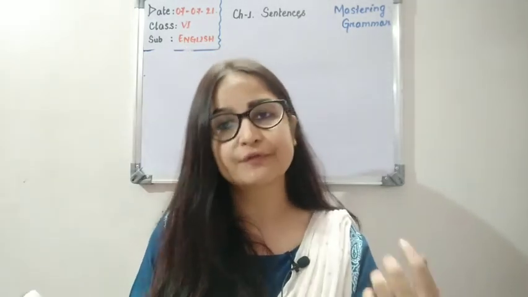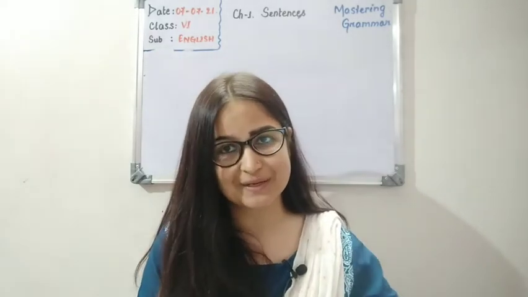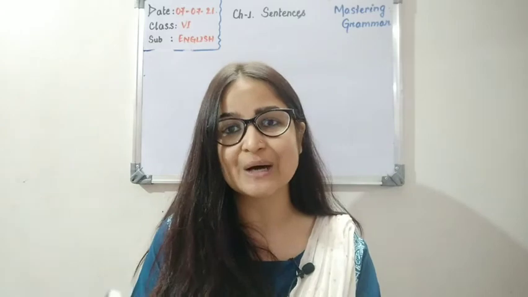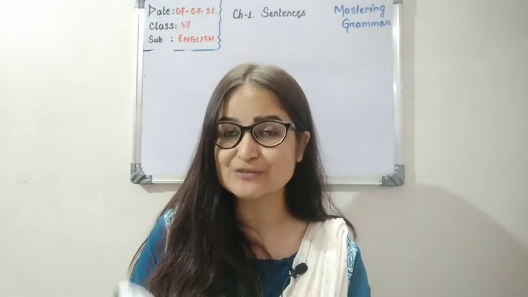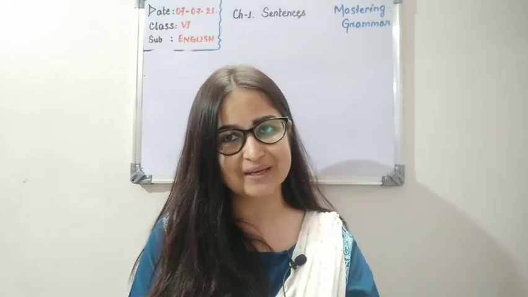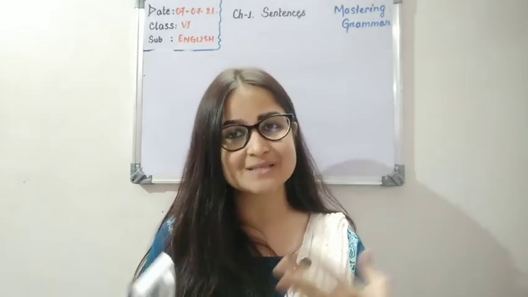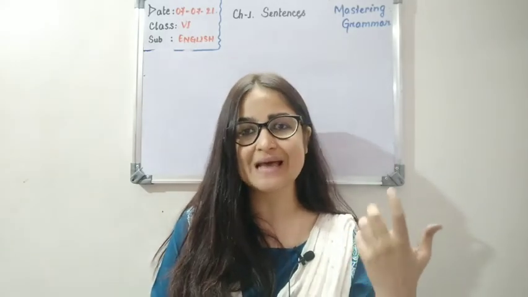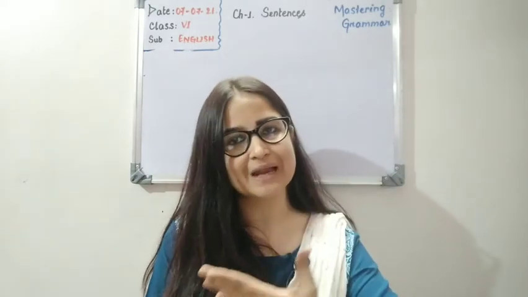What do we know about phrases? Phrases are a group of words that make sense but not a complete sense. Why? They are incomplete. They do not have a subject and a predicate. Children, how do we identify phrases? You have to understand that phrases are those groups of words which do not contain a subject and a predicate. And what is a clause? A clause is a group of words that will have a subject and a predicate. Both parts of the sentence have to be present in a clause, but for phrases there is no subject and no predicate.